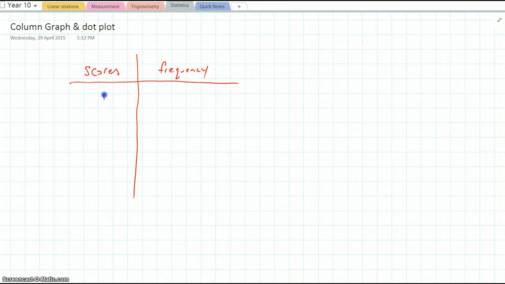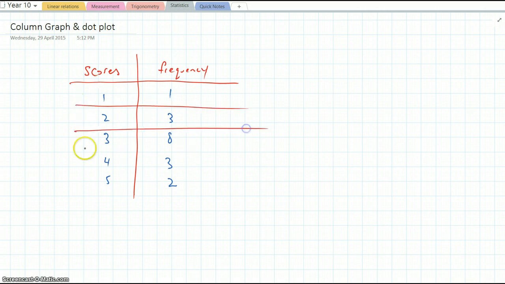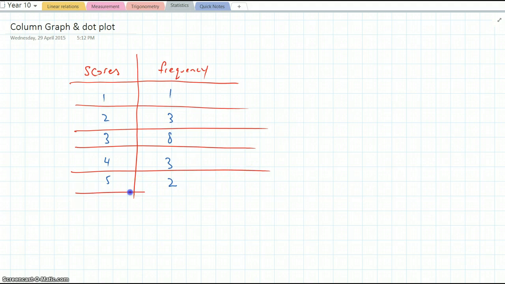Our scores went from 1 to 5. You nominated them: 1, 2, 3, 4, 5. I think the frequencies were 1, 3, 8, 3 and 2. I hope this is right. If we just get it organised like this, then what we had, I think, down here as a total was 17.